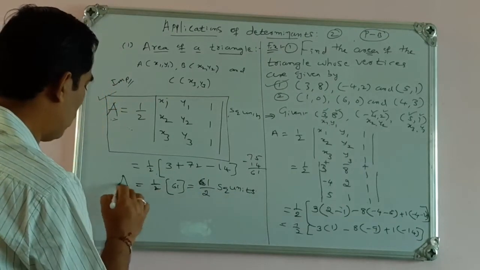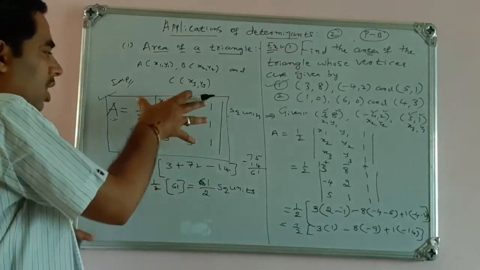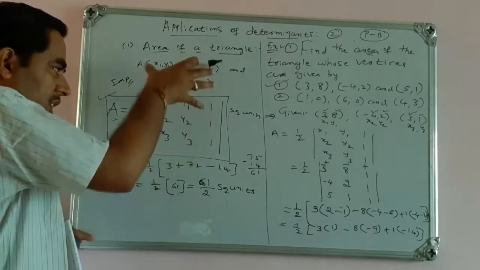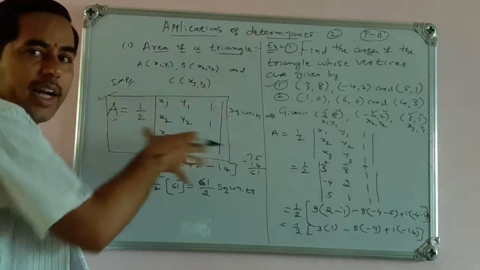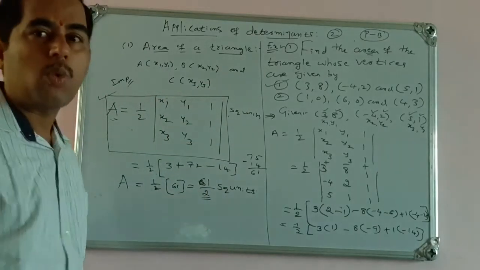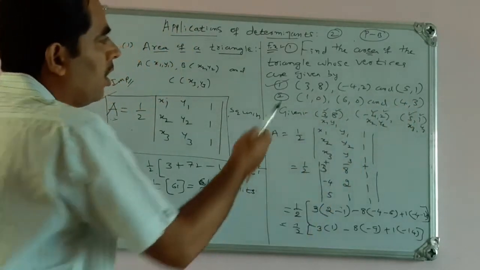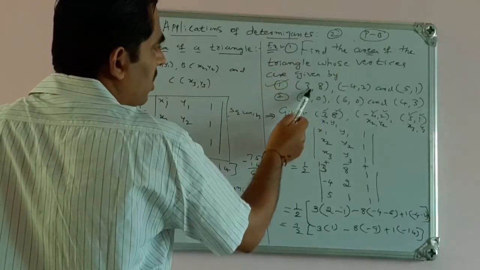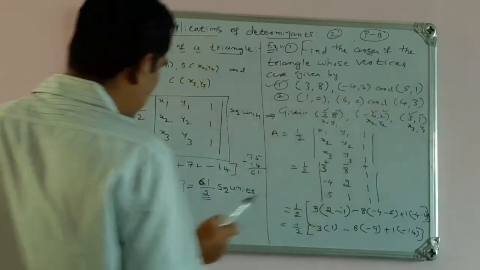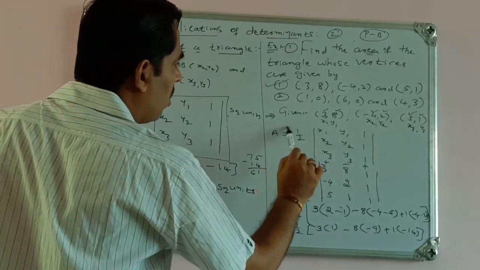See, area. So it is already positive, so no need to write mod sign. I already said that on the right hand side, whatever the quantity you get, it is considered as mod of the right hand side. So it is already positive, so I can take this 61 by 2 square units. Okay. So I will draw this first example: area of the triangle whose vertices are 3, 8, minus 4, 2, 5, 1. So that area is 61 by 2 square units. So I have used the formula.